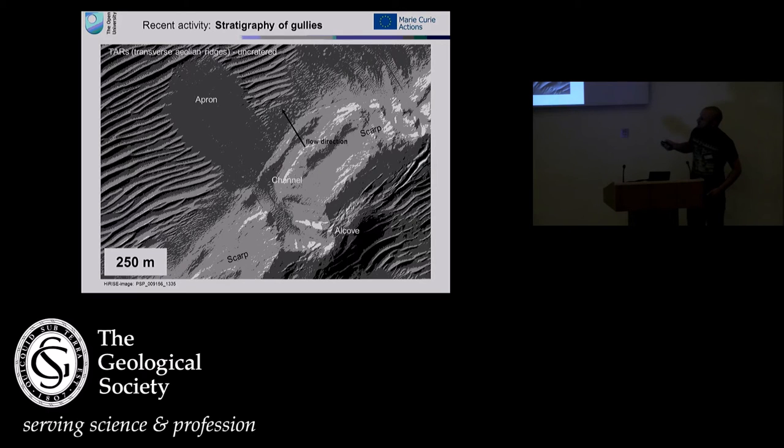We have a kind of channel here. You can see a very small gully channel. So we have some movement over the apron, and the apron superposes this ridge field. It is very interesting to find out what age we have here. But normally it's not possible, because there is no crater on the ridge field, so you cannot normally do crater counts.